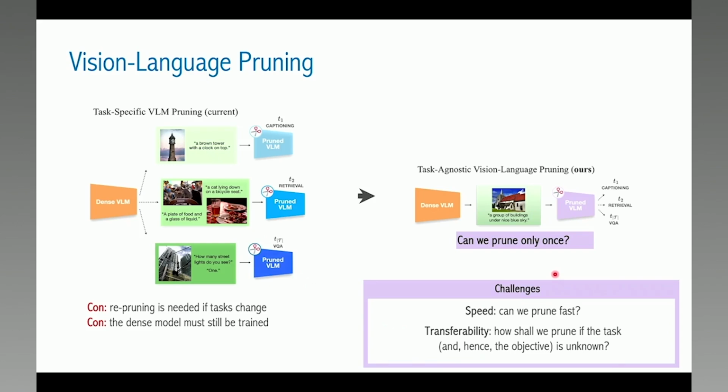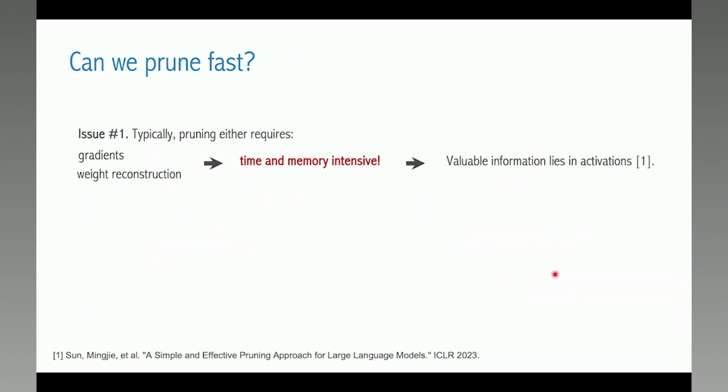To deal with this new problem of task-agnostic visual language model pruning, we had to face two challenges. The first challenge is that we need a strategy that should be fast. And this is clearly not trivial. The second challenge is that this approach should be task-agnostic. So we should be able to prune despite the downstream task, and therefore the pruning objective is unknown. In the following slides, I would like to show you how we address both challenges. Let's start with the first challenge, the challenge about speed.